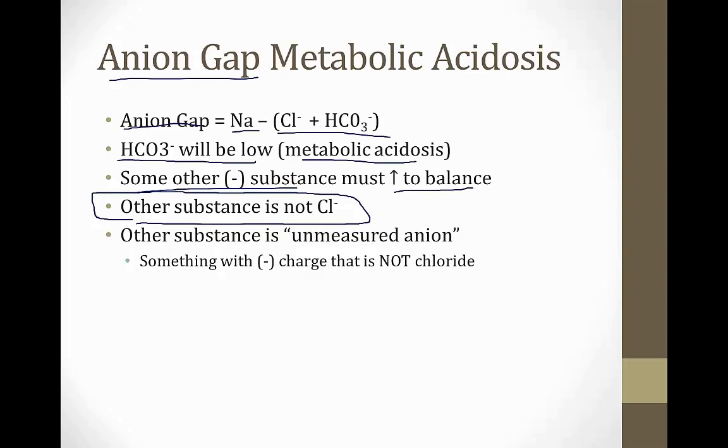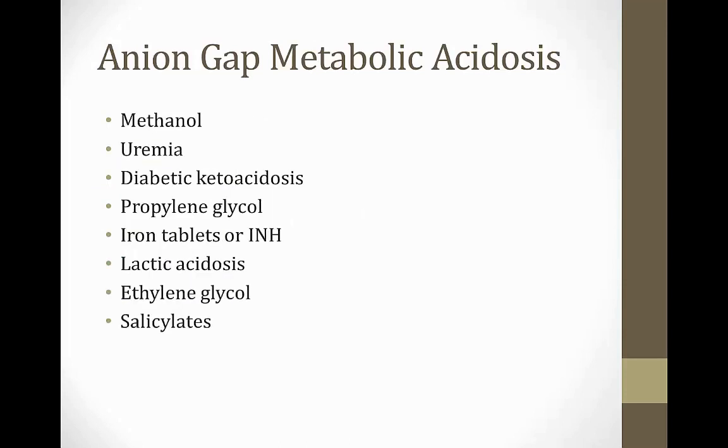In the anion gap metabolic acid-base problems, the other substance is an unmeasured anion. It's something with a negative charge that is not chloride and therefore is not counted in the anion gap equation. So this is the list of causes of anion gap metabolic acidoses, and everything on this list creates some unmeasured anion that raises the anion gap. So we'll talk about all of these in the next few slides.